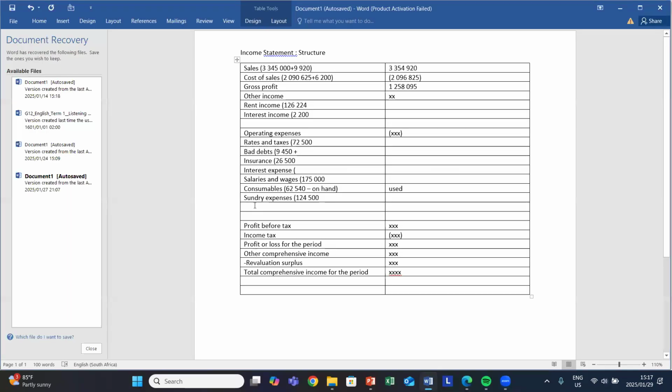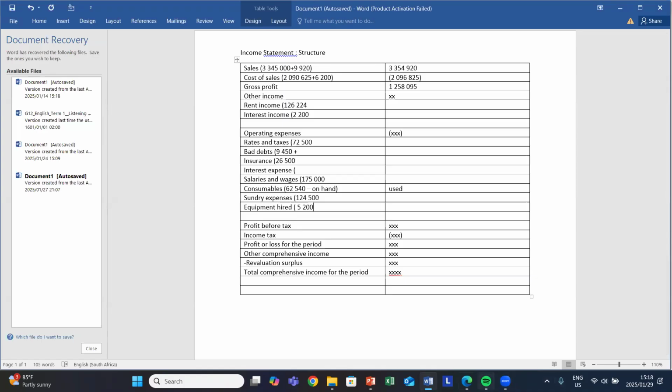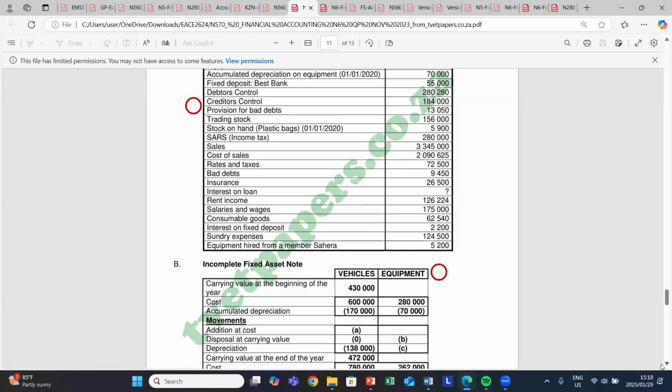Equipment hired. A yearly premium, apologies. It's an expense, right? 5,200. It's an expense. It's not an asset. Assets are the things over which you have control. So if ever you hire something, it's not necessarily your asset. It's a lease. So you have to pay that premium of, in fact, a yearly premium of 5,200. And then I think that's where they end.